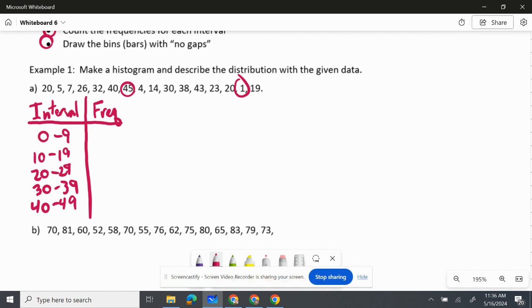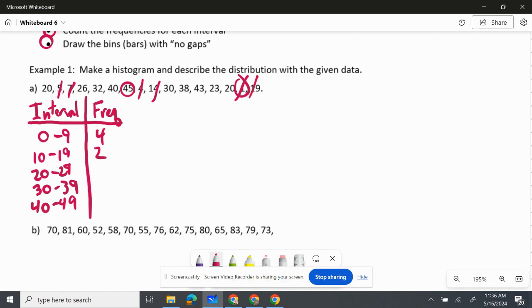If it happened to end at 35 and there would only be 4 intervals, then what I usually go by is 5s or maybe some other multiple. In this case, it worked out with tens, so I count how many are in the first one. So 5, 7, 4, and 1 would be a total of 4. Then I look in 10 through 19, so that would be 14 and 19, which would be 2.